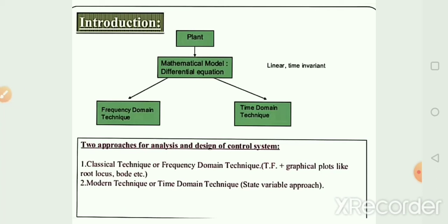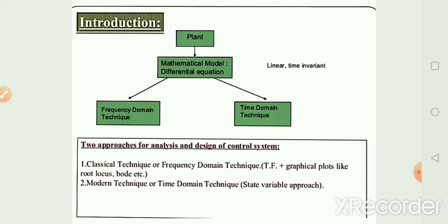So here we have two types of approach. First is the frequency domain approach, the conventional approach. This approach is based on the transfer function and we can apply this technique only on linear time invariant SISO systems, meaning single input single output and linear time invariant. So we can say it is used only on LTI and SISO systems, and this technique uses the Laplace transform for its calculations.